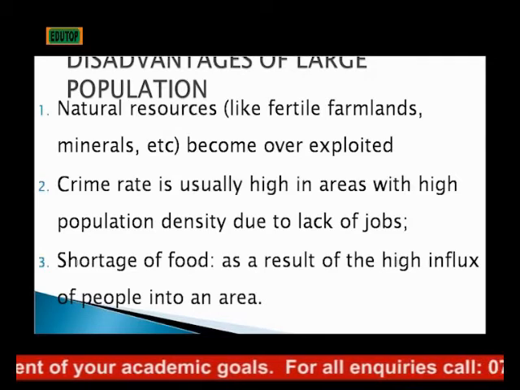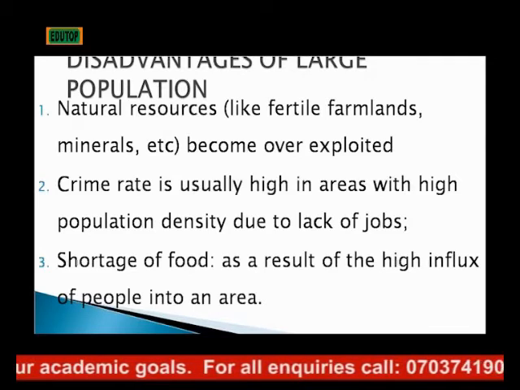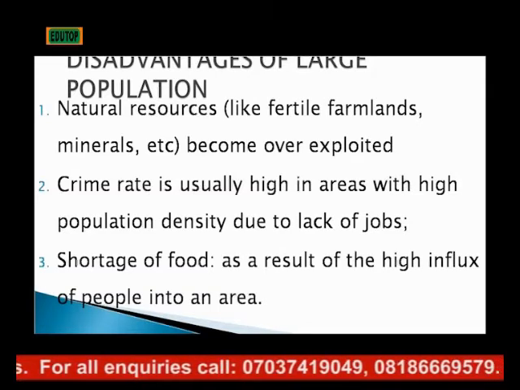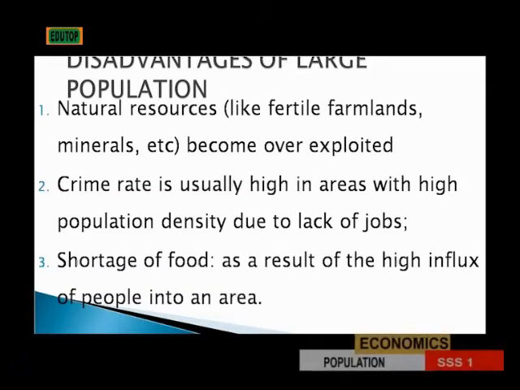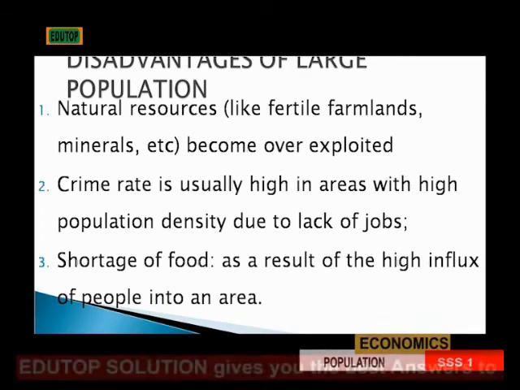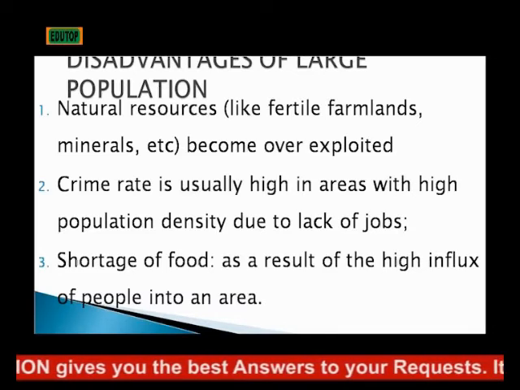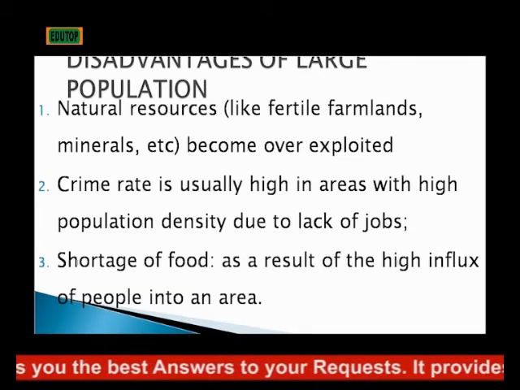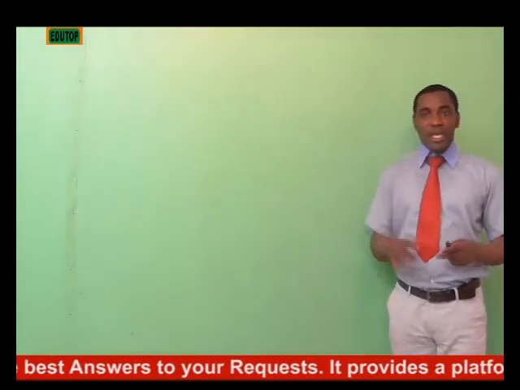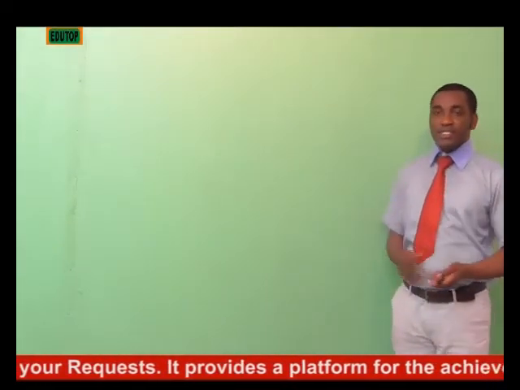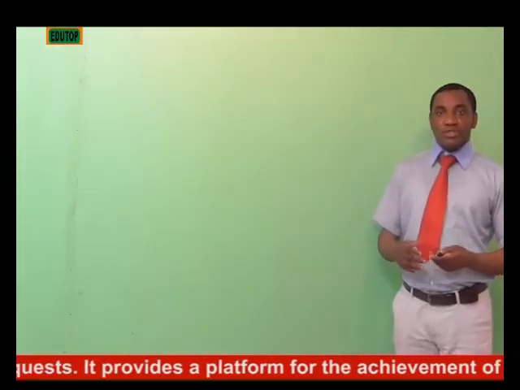3. The shortage of food. As a result of high influx of people into the society, there is usually a shortage of food or other good things to eat, because there may not be enough production of such food in the environment. And the little that will be available may be something that attracts a very high price to get.